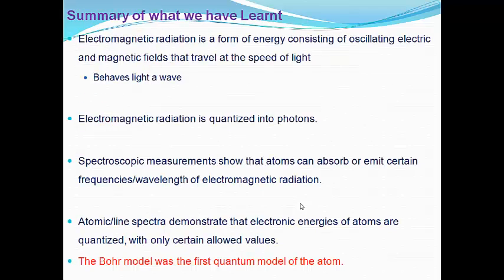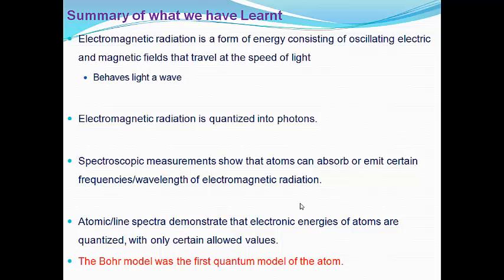Okay, so in summarizing what we've learned, we've gone through quite a bit. We've essentially dispelled Rutherford's model, and in moving from that proposal of the atomic model to create a new model called the Bohr model, we had to understand some properties that electrons would have, which are the properties of a wave or light. We were able to envisage that electromagnetic radiation is a form of energy consisting of oscillating electric and magnetic fields that travel at the speed of light, telling us that electromagnetic radiation behaves like a wave, essentially.